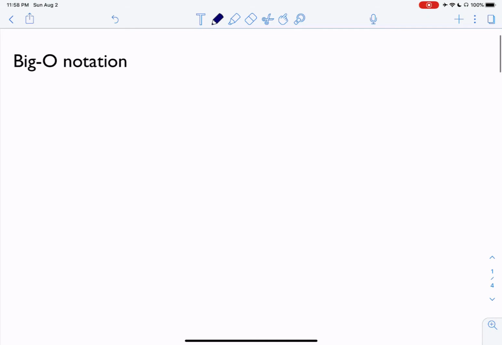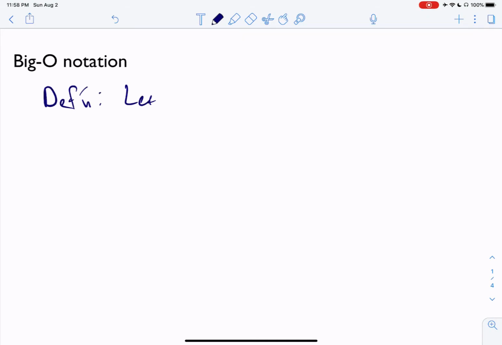Big O notation lets us hide details like, well, am I using a 32-bit or a 64-bit processor? So let's get started and see what this mathematically means. So this is going to be a definition.